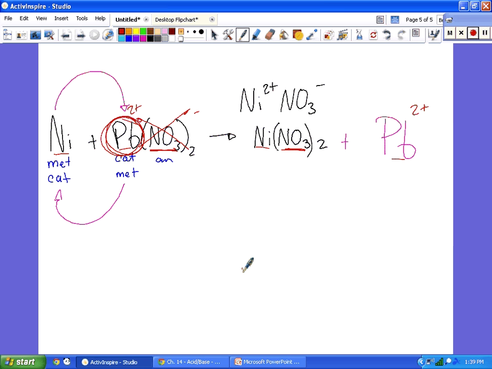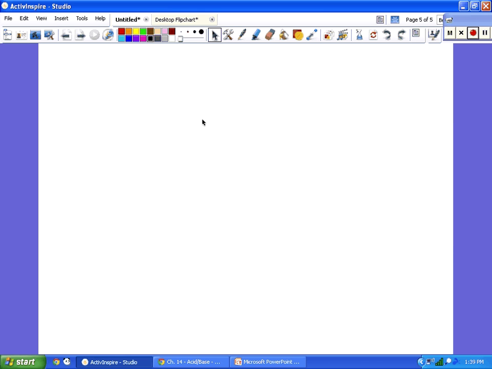So it's just 1, 1, 1, 1, 1, 1. There's 4 ones. What type of reaction is it? You tell me. You have one element swapping places with a compound. Single. Very good. Single replacement.